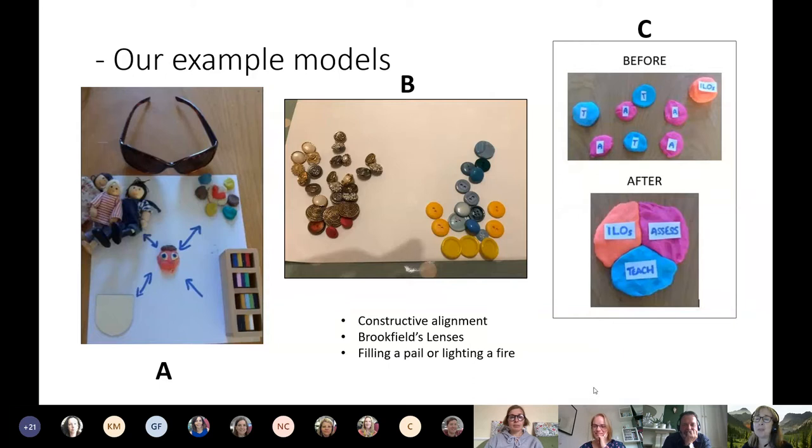So yeah, you can work them out. I think you can work out that the middle one is filling a pail or lighting a fire. Interestingly, if you take a photo of something on your mobile phone and then put it onto a slide, it reverses the order, so it should be the other way around. So B is that, and A is Brookfield's lenses, and C is the constructive alignment.